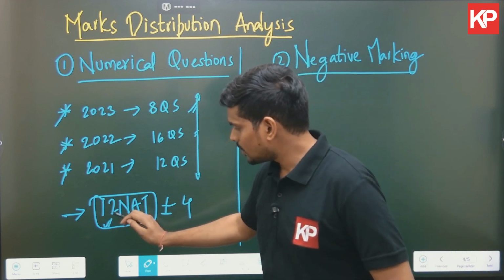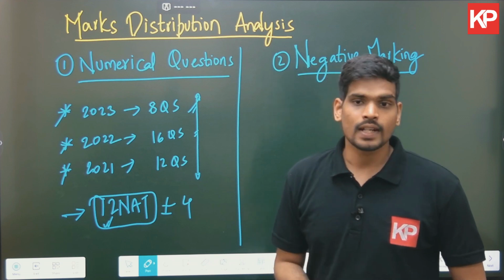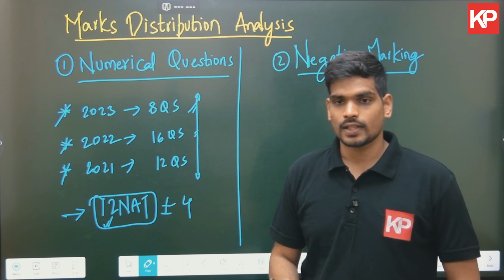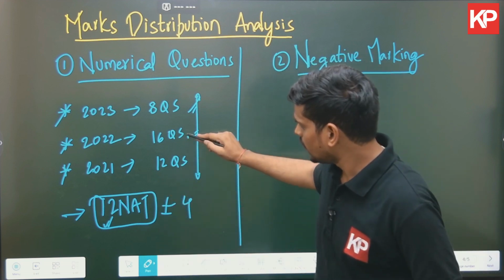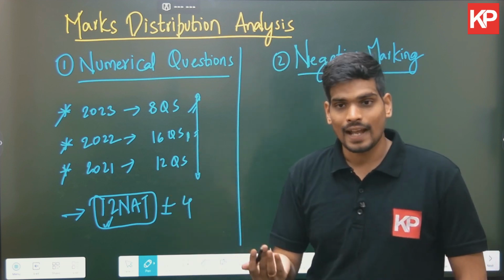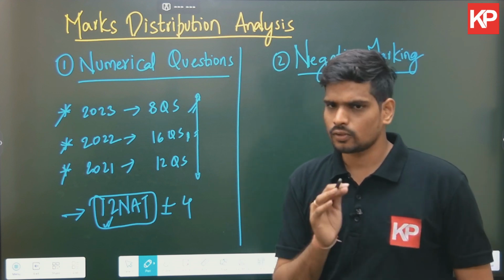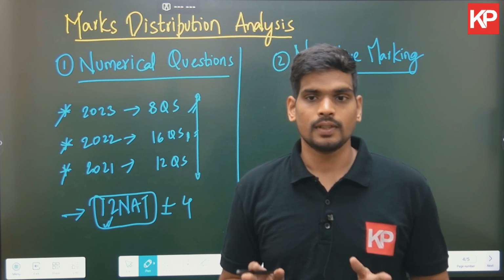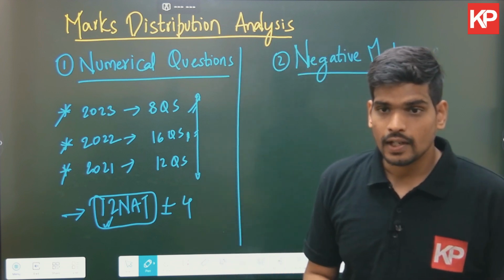On an average, you'll still get 12 numericals, slightly deviating from it, and that slight deviation in 2023 was 4 questions less. But in 2020, as I told you, last year there were 4 questions more than the average, also an above average number of numericals. So that's about numericals. So don't get into the misinformation that there are no numericals or fewer numericals in the GATE examination. Be aware of this point.